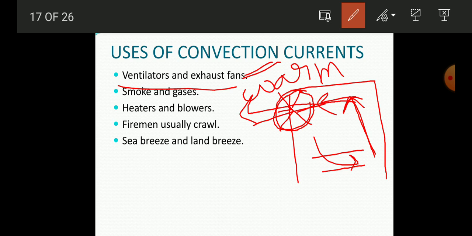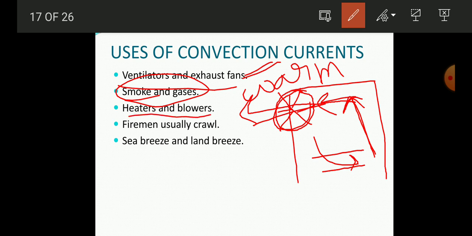And here students, the smoke and the gases also. You know that the smoke coming from chimneys or from many places is always moving upward. Have you ever thought about why these gases are moving upward? Yes, because the smoke is lighter, because it is warm. Warm things are lighter, and that is why this warm air is moving upward.